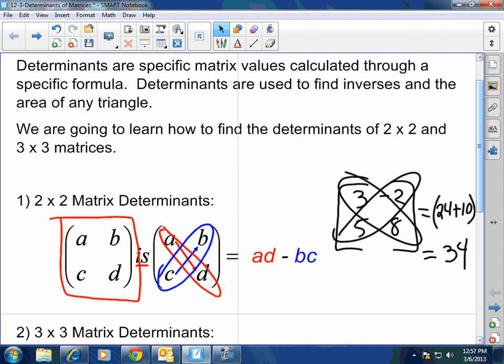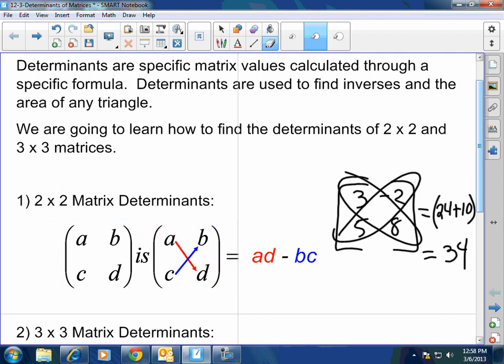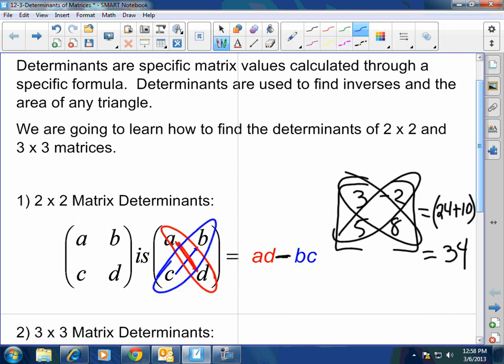That's how you find the determinant of a 2 by 2. Forever. It's not going to get more complicated than that for a 2 by 2. 3 by 3 has a different procedure. But for a 2 by 2, again, that's it. You're done. Multiply A times D, multiply these guys, and then you subtract B times C. And you're done. When I show you how to find the area of a triangle, that's how we will do it.